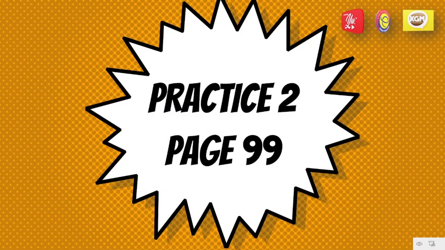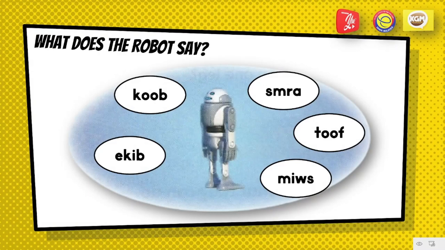Okay, now that you have seen the video, let us do practice 2 on page 99 in your SUPERMINDS textbook. What you need to do is figure out apa yang robot ni actually cakap. What does the robot say? If you saw in the video, at first, when the robot first talked, he was speaking a weird language, right? He is actually speaking English backwards. The words that he said were backwards. So this is also the case. Semua perkataan di sini is actually ditulis terbalik, if you can see. So try and figure this out by yourself first. Pause this video and try this one out.